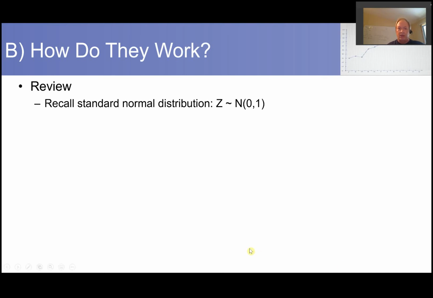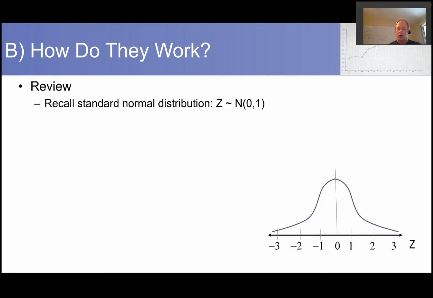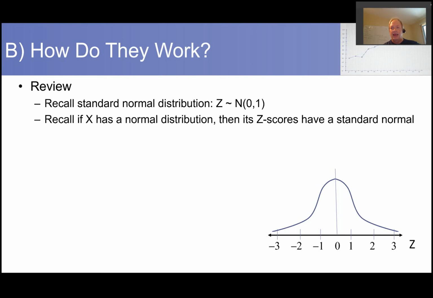So we recall that when we're talking about a standard normal distribution, we generally use the letter Z. And this is a special type of normal distribution, a normal distribution that has a mean of 1 and a standard deviation of 0. And the second thing we want to recall is that if any variable, which I'll just call X, has a normal distribution, its Z-scores have a standard normal distribution. That's important.